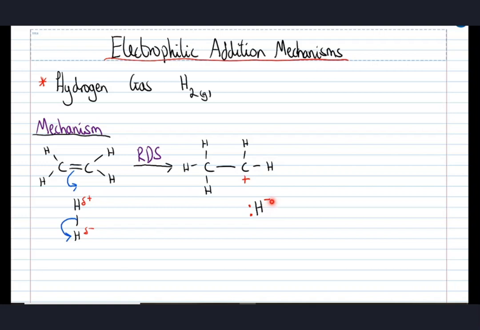Now, we all know negative and positive attract. This is going to be ionic attraction. And here we go. This lone pair is going to establish a covalent bond, again, equidistant between carbon and hydrogen, forming our fully saturated product, which is an alkane.